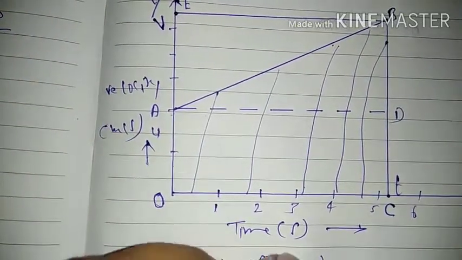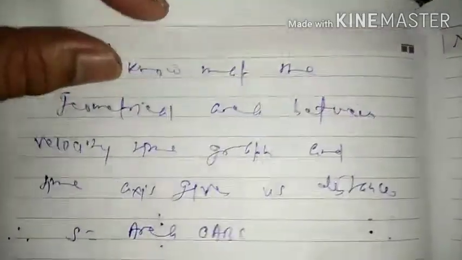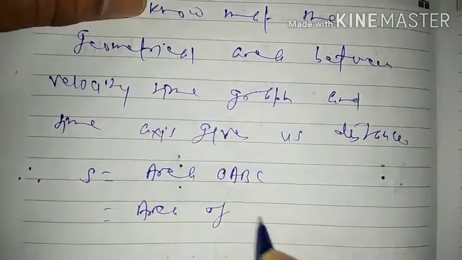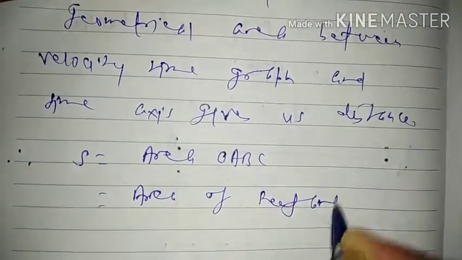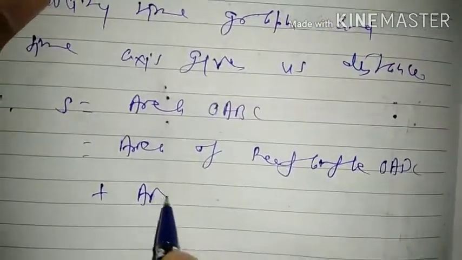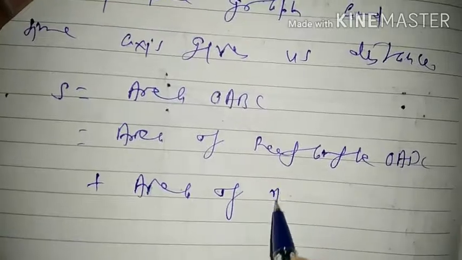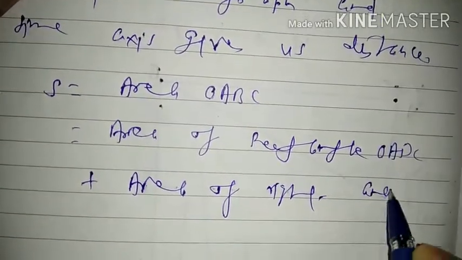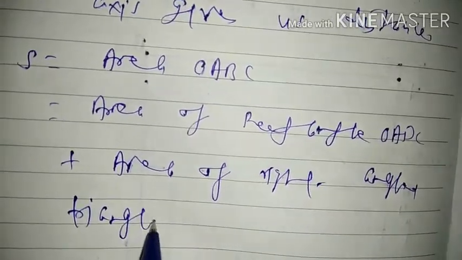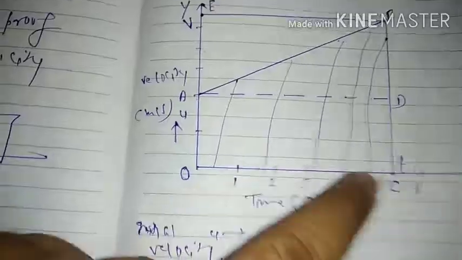So we can write it in such a way that this area is equal to area of rectangle OADC, this plus area of right angled triangle ADB.